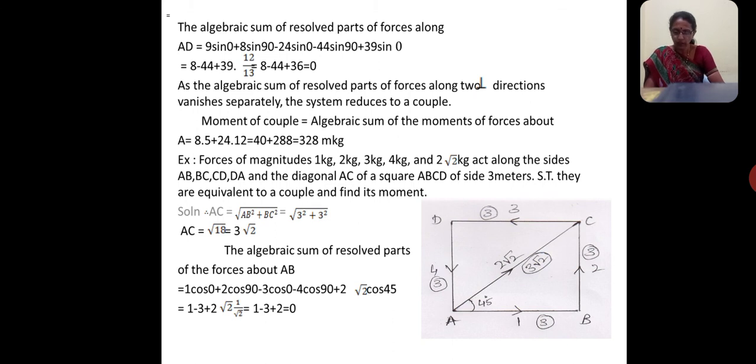The algebraic sum of resolved parts of the forces along AB is equal to 1 into cos 0 plus 2 into cos 90 minus 3 into cos 0 minus 4 into cos 90 plus 2 root 2 cos 45, that is equal to 1 minus 3 plus 2 root 2 into 1 by root 2, that is equal to 1 minus 3 plus 2 equal to 0.